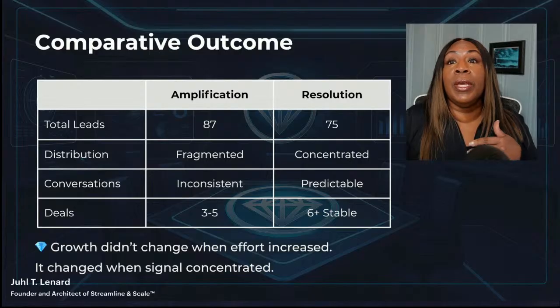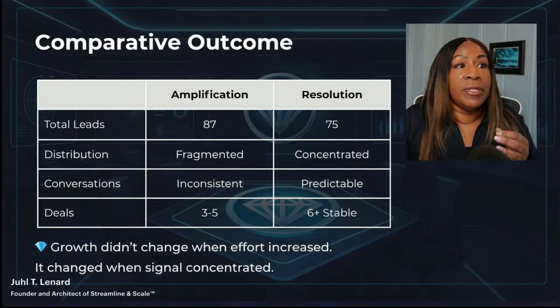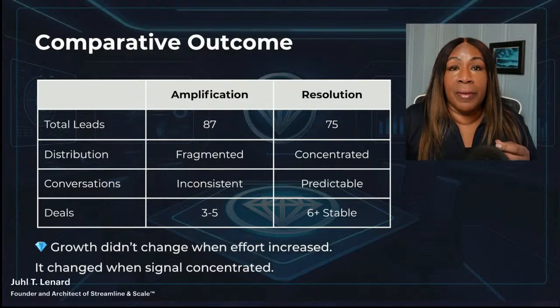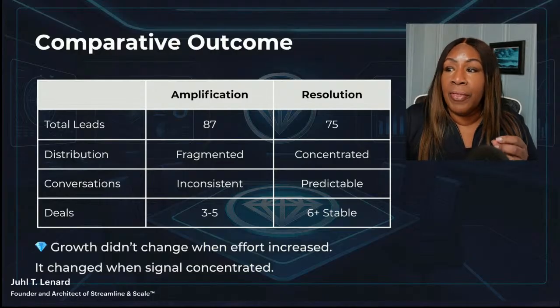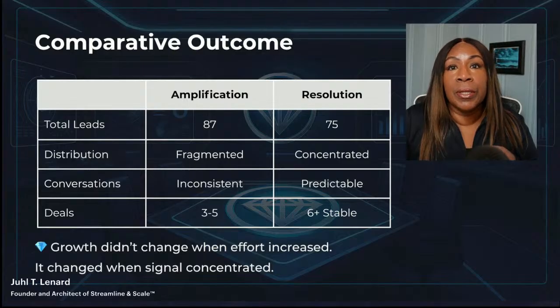In the case where we have more dense signal and we reduce the fragmentation, then out of 75 leads, we have concentrated conversations, a stable pipeline, and then 6 or more stable deals closed each month. So growth didn't change when the effort increased. It was the structure that changed the results, the signal that was concentrated.